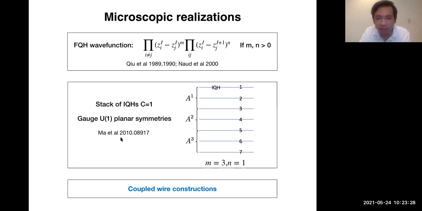Or like what we did in this paper last year, we can start from a stack of integer quantum Halls and gauge some U(1) planar symmetries. You can also construct this Chern-Simons theory this way. But what I'm going to do is to use a slightly different construction that is easier to analyze and to make some of the symmetries manifest. So it's going to be a coupled wire construction.